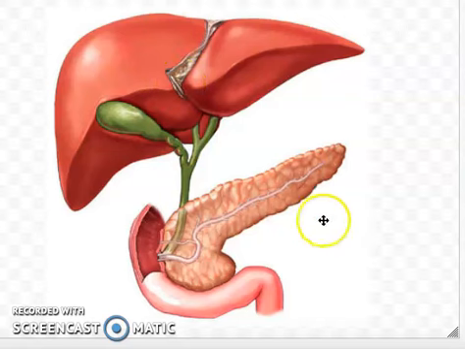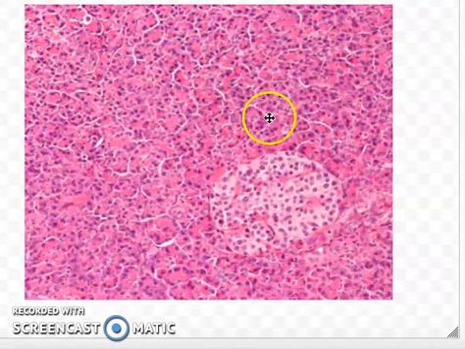And last but not least, we're going to talk about the pancreas. Here's the pancreas. The pancreas is kind of tucked underneath the stomach. We see the liver here. The stomach would be right over here. The pancreas, remember, is both an endocrine gland and an exocrine gland. So here we see the pancreatic islet. That's the endocrine part of the pancreas. It releases insulin and glucagon.